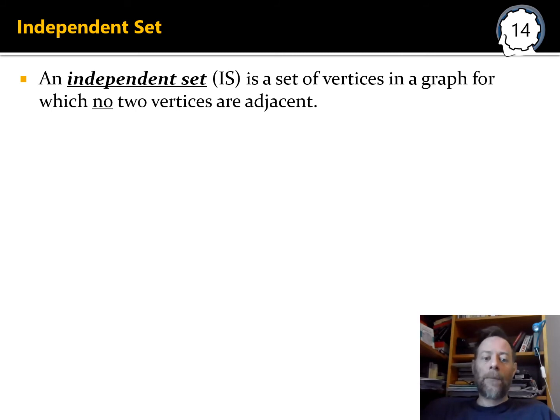We will now talk about independent sets and covers. So an independent set is a set of vertices in a graph for which no two vertices are adjacent.